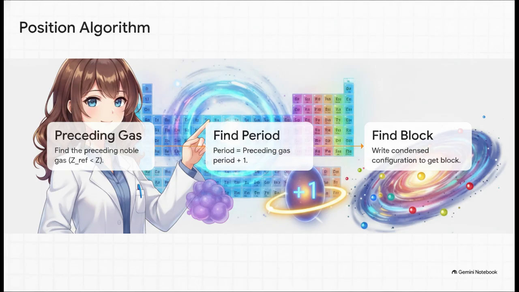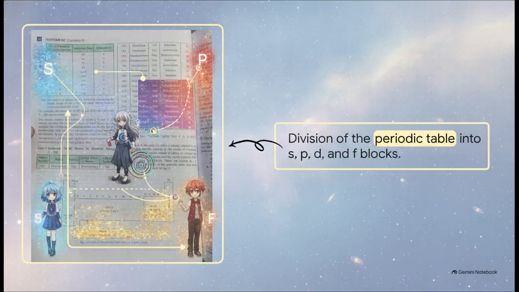And step 3, write the condensed electronic configuration using the Aufbau principle. The subshell that receives the absolute last entering electron completely dictates which block the element belongs to. The entire table cleanly groups into 4 distinct blocks, the s, p, d, and f blocks.